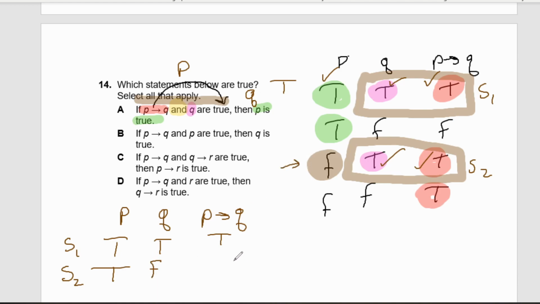And anytime I have true, false, P implies Q is false. So I cannot say this is always true. And that is scenario 2 is our counter example. Now let me erase back and we'll look at B.